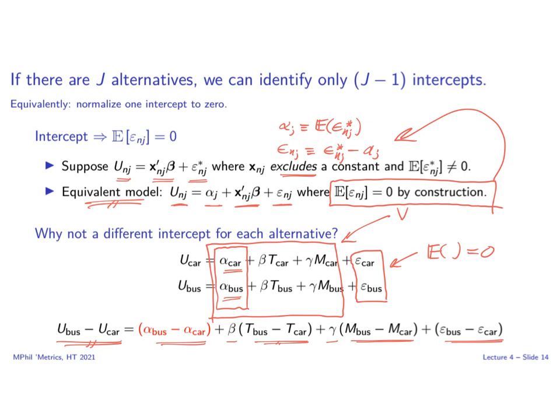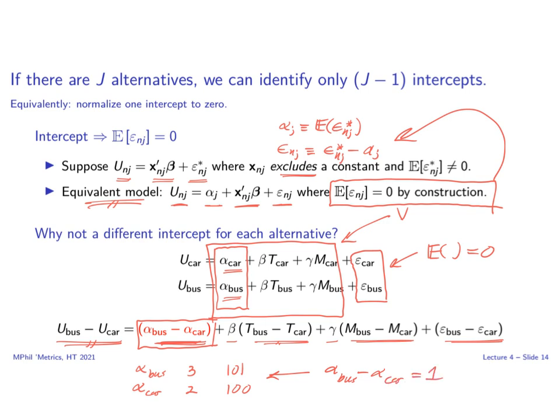Notice that the two intercepts, alpha bus and alpha car, only enter this expression as a difference. This means that as far as Alice's decision is concerned, the only thing that matters is the value of alpha bus minus alpha car, not the values of alpha bus and alpha car separately. To make this more concrete, Alice doesn't care whether alpha bus is equal to 3 and alpha car is equal to 2, or whether alpha bus is equal to 101 and alpha car is equal to 100, because in either of these cases, the difference between the two alphas is 1.